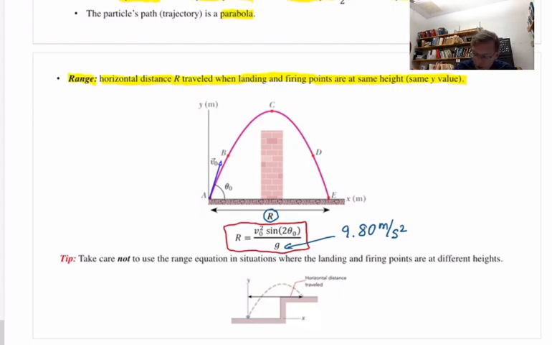So here's the tip to watch out for. Be careful not to use the range equation in situations where the landing and the firing points are at different heights. If you have a problem where the landing point and the firing point are at different y values, and yet the problem asks you for the horizontal distance it traveled from firing to landing, you can't use the range equation. Let me show you this picture right here, what I mean.